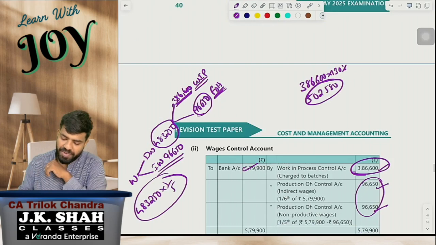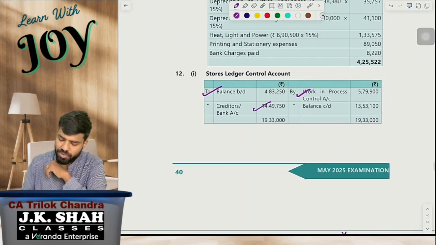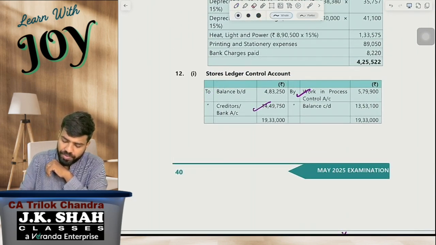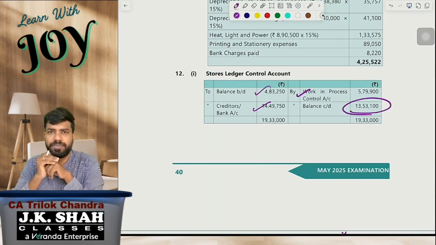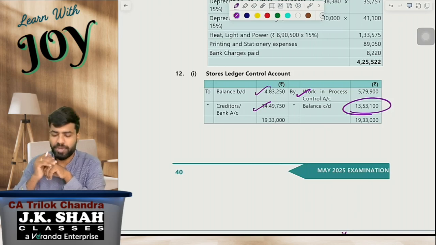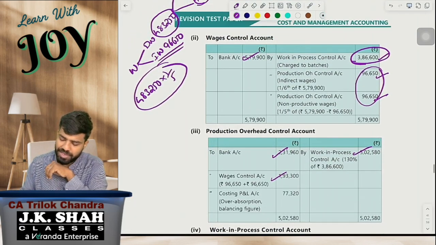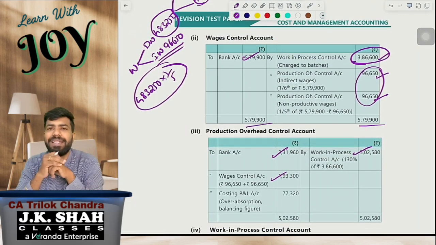Now let us tally one by one. First we are tallying the stores ledger control account. We know the opening balance, and we know these two entries. The closing balance is 13,53,100. That is the balance carried down.